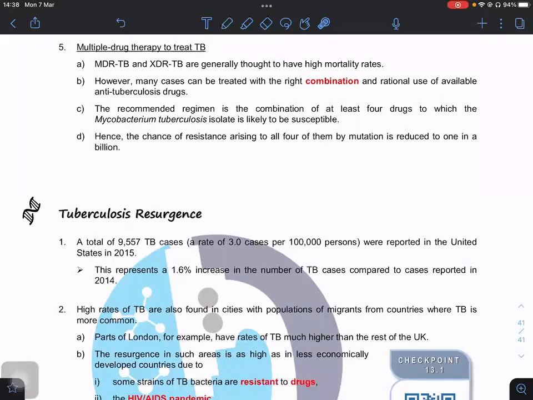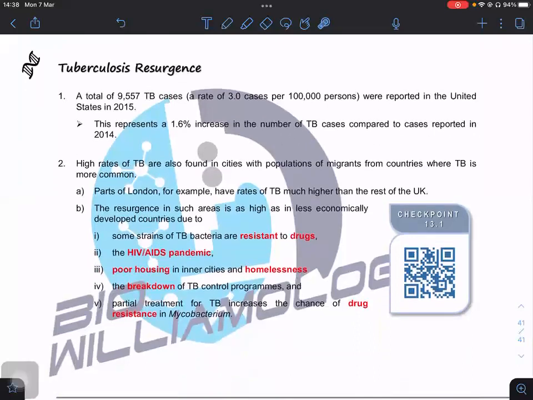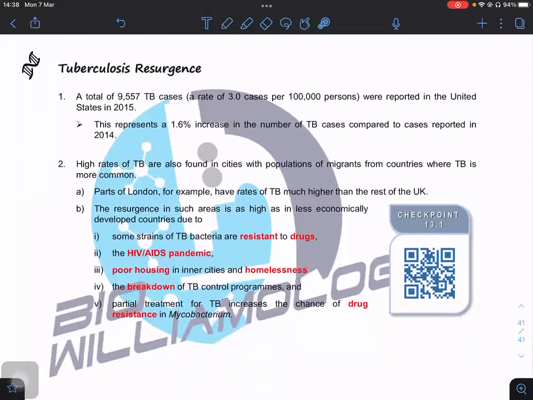Tuberculosis resurgence can be seen currently, for example in the United States in 2015. A high rate of TB is also found in cities with migrant populations from countries where TB is more common. Parts of London have a much higher rate of TB than the rest of the UK, because it is a metropolitan mega city. People come from the whole world to work and study in London. Those are the places where TB is very high.